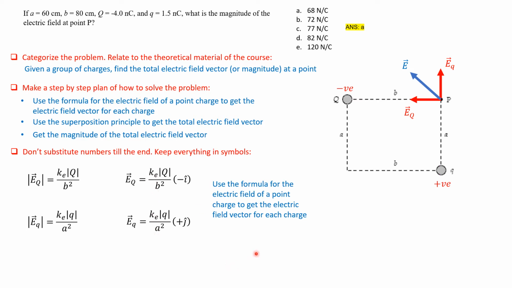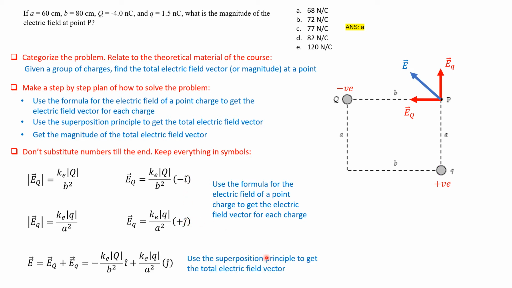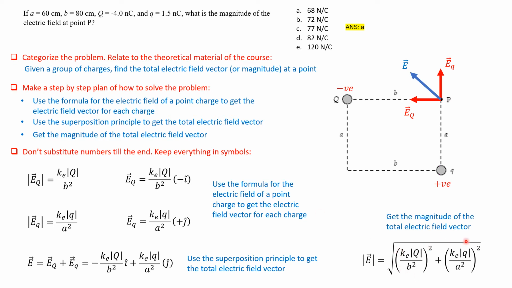And then the second step, once I have now the electric field as a vector for each charge, then we use the superposition principle, which says you add these electric field vectors to get the total electric field vector. And then the last thing, once you have the total electric field vector, you take the magnitude to get the magnitude of the electric field.